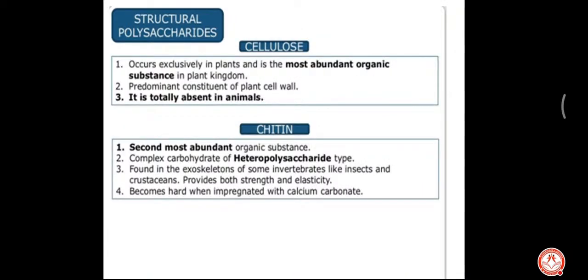Structural polysaccharides are cellulose and chitin. Cellulose, occurring exclusively in plants, is the most abundant organic substance in the plant kingdom. The plant cell wall is made up of cellulose. It is totally absent in animals. Chitin, the second most abundant organic substance, is a complex carbohydrate, a heteropolysaccharide, found in the exoskeleton of some invertebrates like insects. The exoskeleton of insects such as cockroach is made up of chitin, and crustaceans too. It provides strength and elasticity, and becomes hard when impregnated with calcium carbonate.